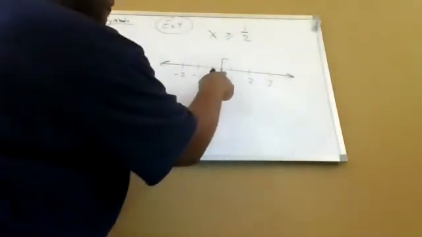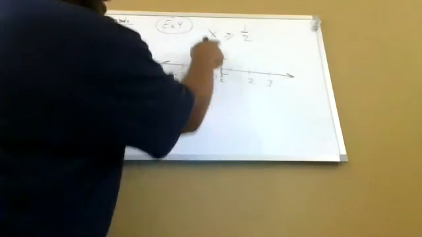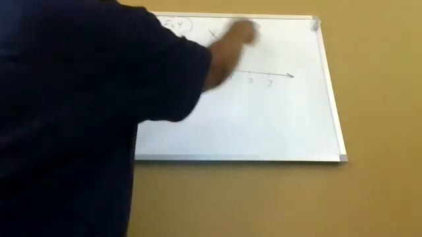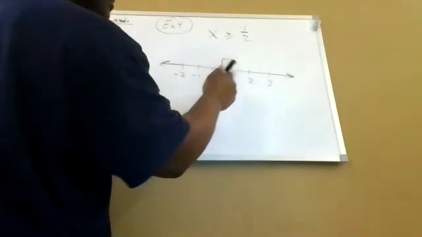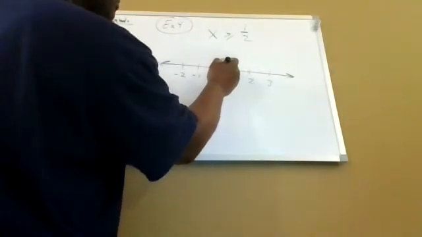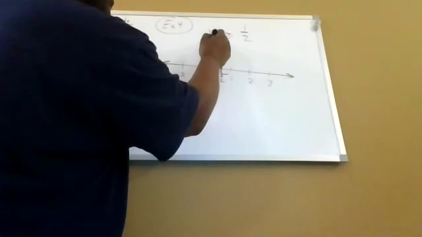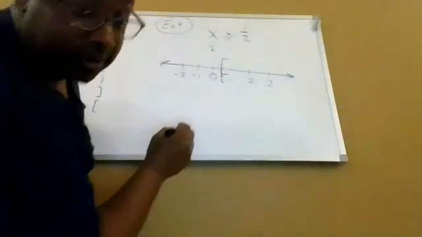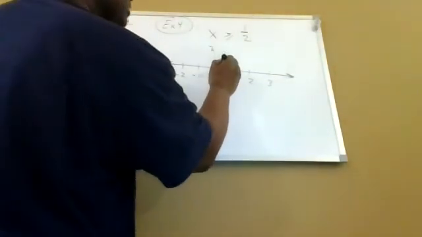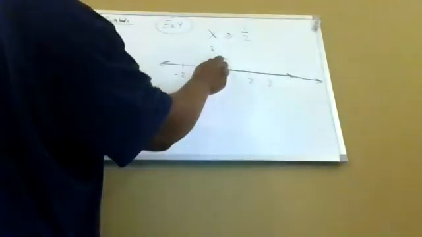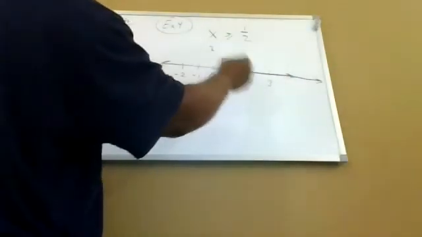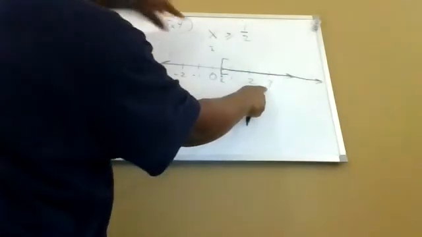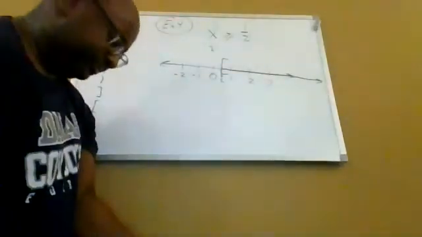Now I need all the other values on this number line that when I substitute them here will make this inequality true. Well, first of all, I'm going to have 1/2 because 1/2 is greater than or equal to. It satisfies the equal to part of it. So all the numbers to the right, because 1 is greater than 1/2, 2 is greater than 1/2, 3 is greater than 1/2, 4, 5, 6, all the way to infinity.